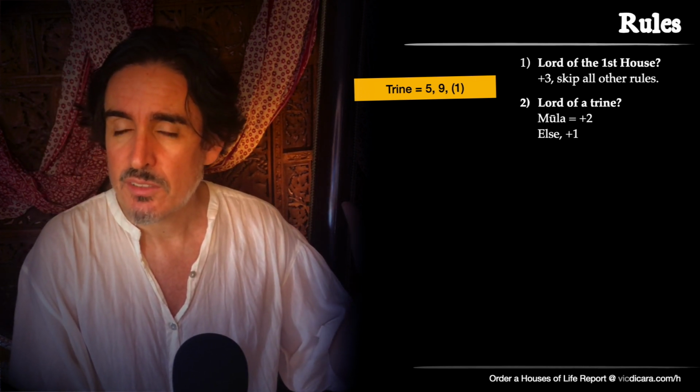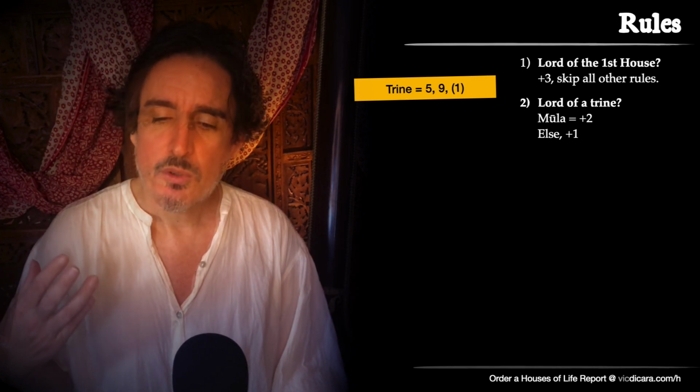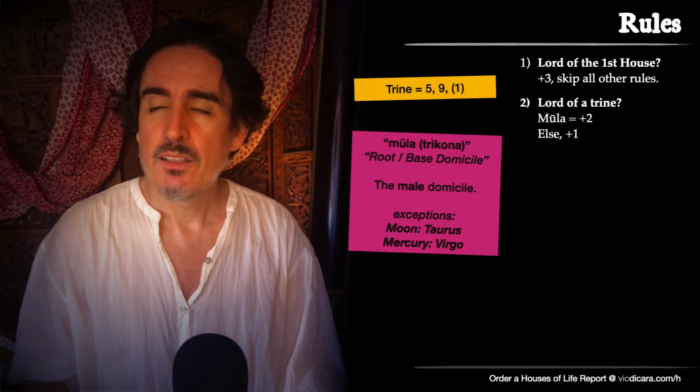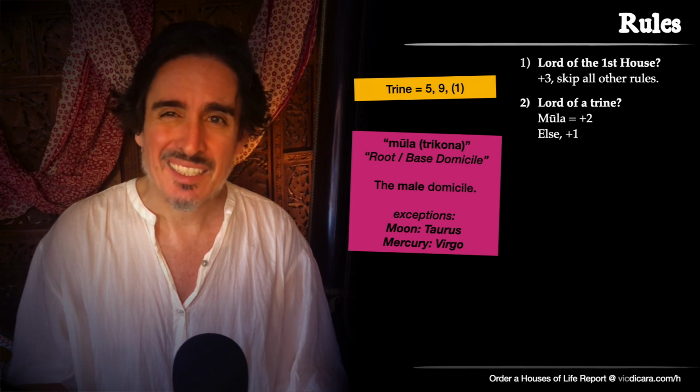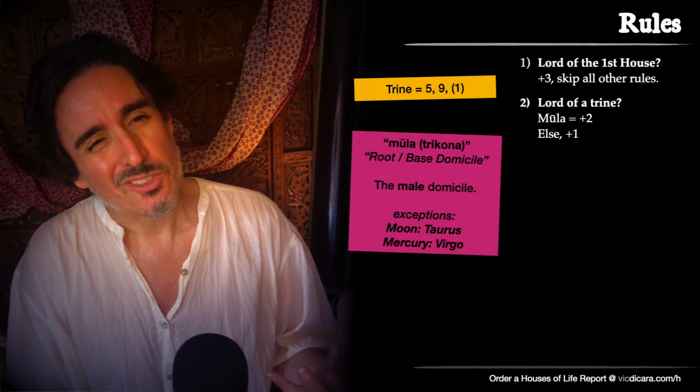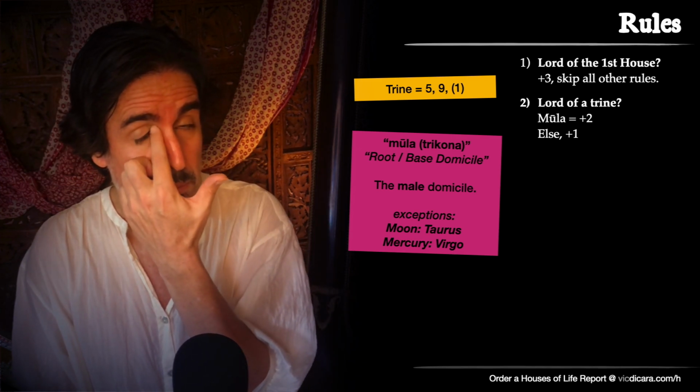And if it's a regular domicile, then it's +1. So first of all, what's a mula trikona sign? The mula means root or the base, the foundation. So this is the sign which is the base from which the planet gets its strength. So it's the stronger or more dominant sign of the two that the planet usually owns.